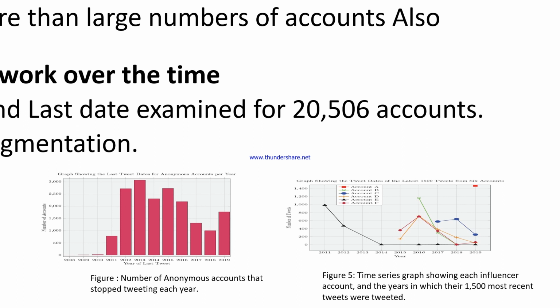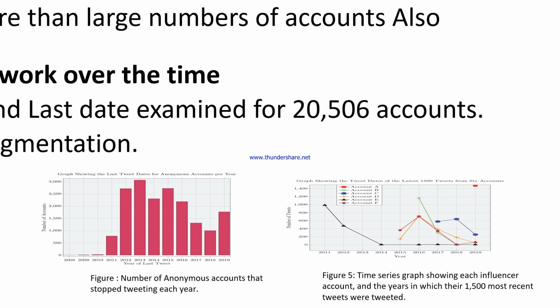Account D was created in 2015 and its number of tweets increased in 2016. After that the number of tweets is decreasing. The same happens with account C. In account C, the number of tweets is increasing in 2017 till 2018. After that the number of tweets starts decreasing.